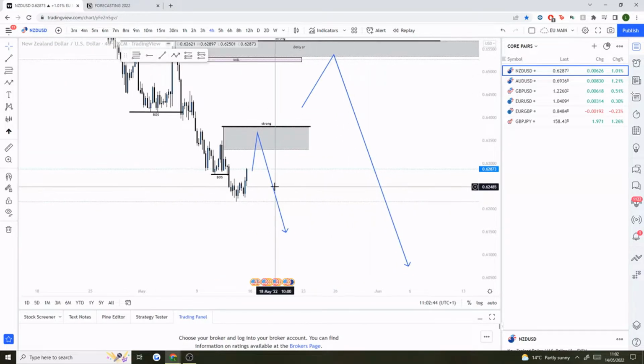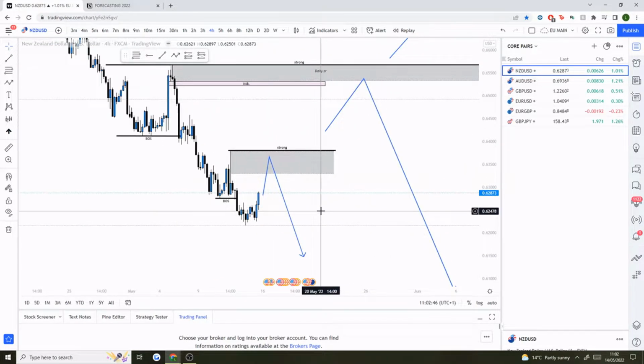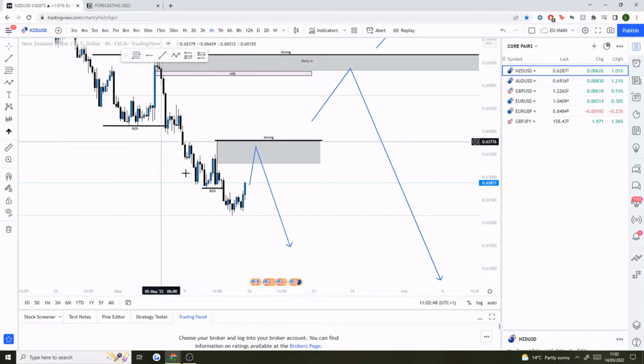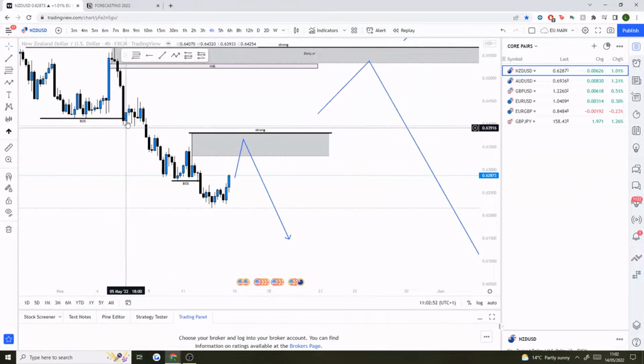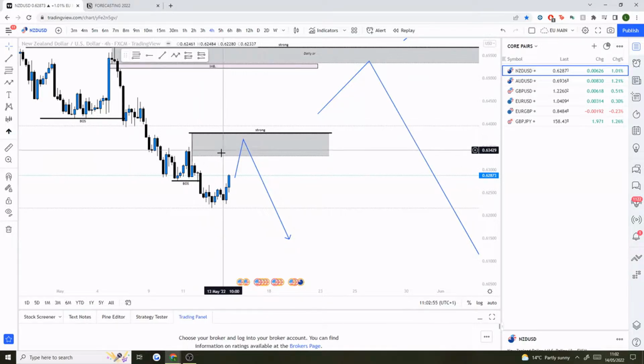So for me, what's going to happen this week? The first thing I'm going to be looking at is just a continuation of this overall bearish impulsive move, and I will be expecting that move to just continue away from the 1 hour refinement of this 4 hour order block, which caused a break of structure last week.